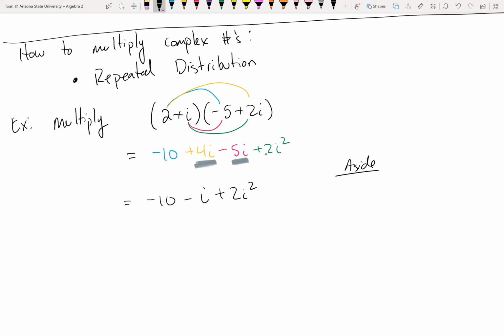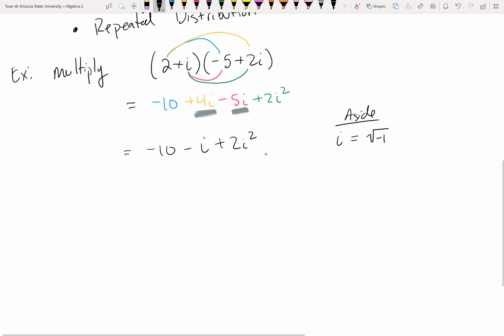Remember how we defined i at the beginning. We said i was the square root of negative 1. Well, we have an i squared here. What is i squared? If we just put a square on both sides, remember what you learned in Algebra 1: a square and a square root sort of cancel each other out. That leaves us with i squared equals negative 1.